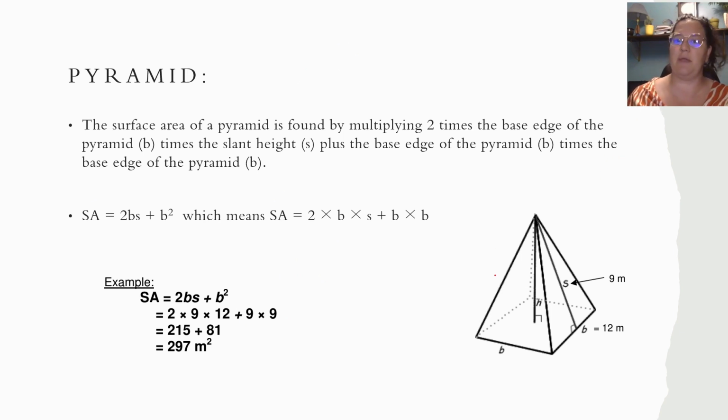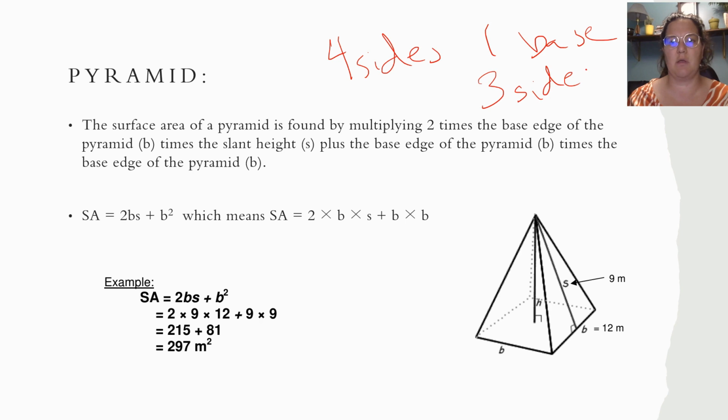So now a pyramid. Now when we look at this pyramid, it has 4 sides and 1 base, and that base is a square. But we can also have triangular pyramids that have 3 sides and 1 base that is also a triangle. So it really depends on what it looks like, and that's why there will always be a drawing.